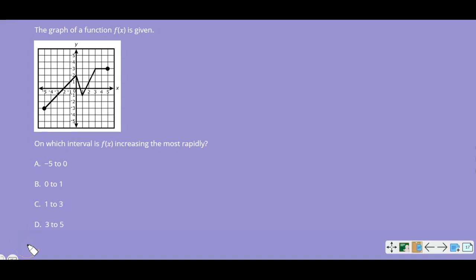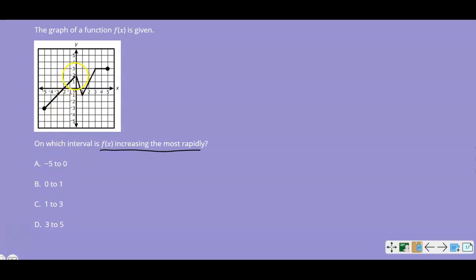The graph of a function f of x is given. On which interval is f of x increasing the most rapidly? So increasing the fastest. So we've got from negative 5 to 0. So remember, your intervals is talking about your domain. So from negative 5 to 0, I can see that that graph is increasing.